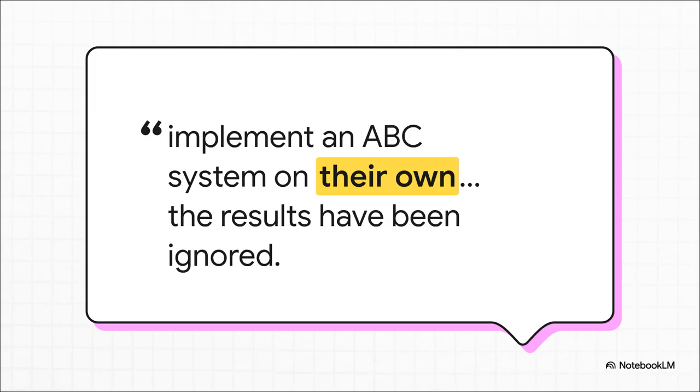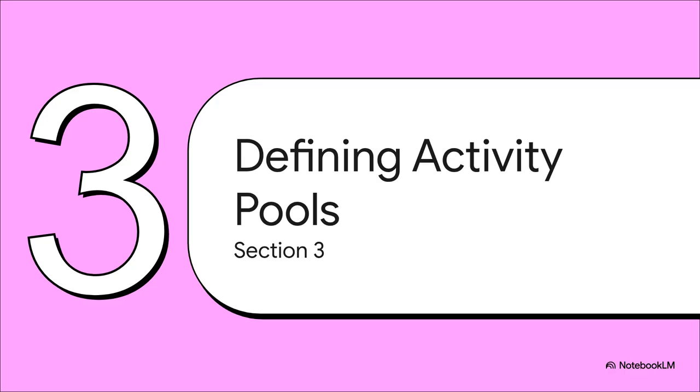For the LECPA, knowing these team dynamics is just as highly testable as knowing the mathematical formulas. If an exam question asks why an ABC system failed, look for the choice that says the accountants tried to do it in isolation. Without the engineers there to explain how machines are set up or the production managers to explain batch processing, the accountants are really just guessing in the dark. Which brings us to Section 3, Step 1, Defining Activity Pools.